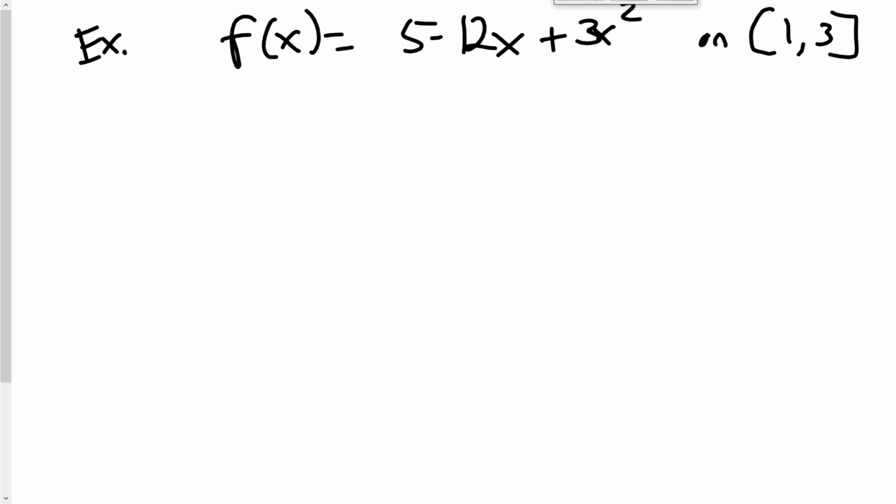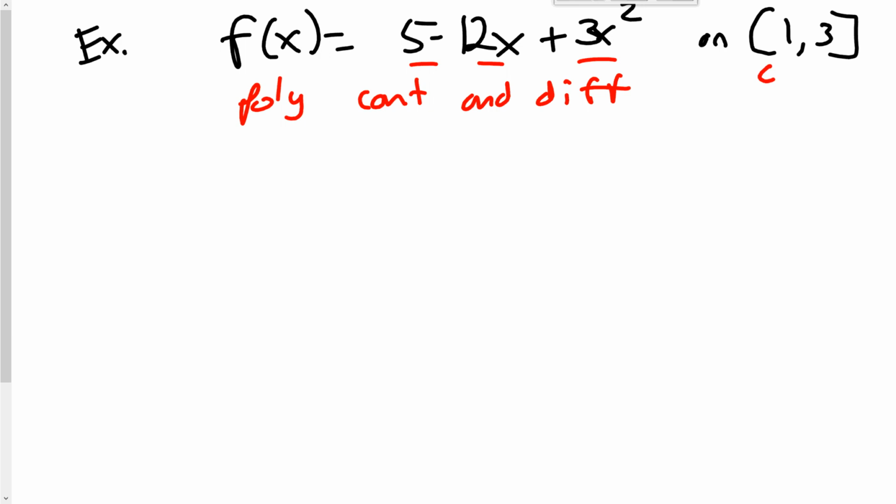All right, so here's another example. Again, this is a polynomial. Okay, so it's polynomial, continuous, and differentiable. Okay, so you have to state that, and then you have to prove that f of a equals f of b. So f of 1 equals f of 3.